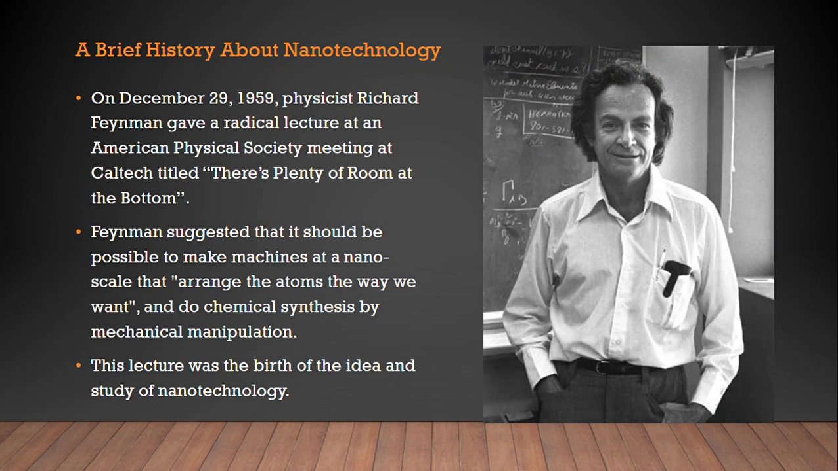A brief history about nanotechnology. On December 29, 1959, physicist Richard Feynman gave a radical lecture at an American Physical Society meeting at Caltech titled "There's Plenty of Room at the Bottom." Feynman suggested that it should be possible to make machines at a nanoscale that arrange the atoms the way we want, and do chemical synthesis by mechanical manipulation. This lecture was the birth of the idea and study of nanotechnology.